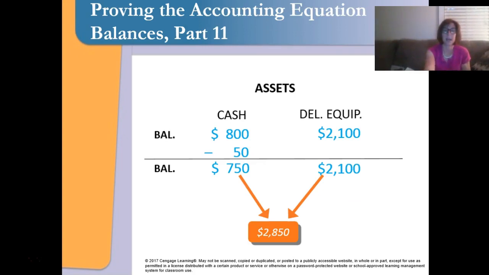But let's look at what has happened to our assets now. So we started the period with $800 in cash and $2,100 in equipment. We spent $50 of that cash paying the phone bill. We didn't touch the equipment. So now we have $2,850 in assets. So now let's hop over to the other side of the equal sign and see what happened to our liabilities and our equity.